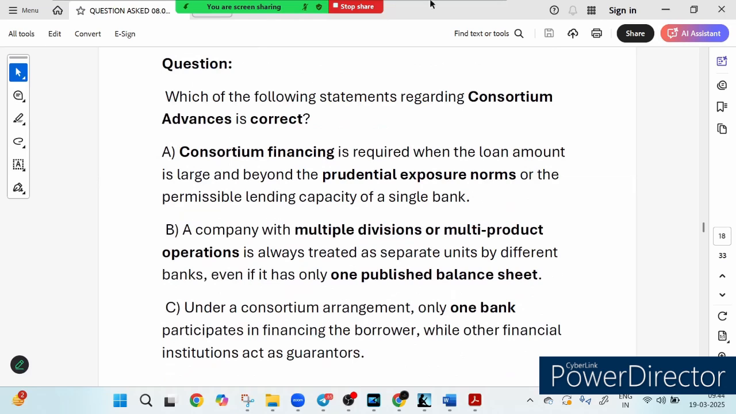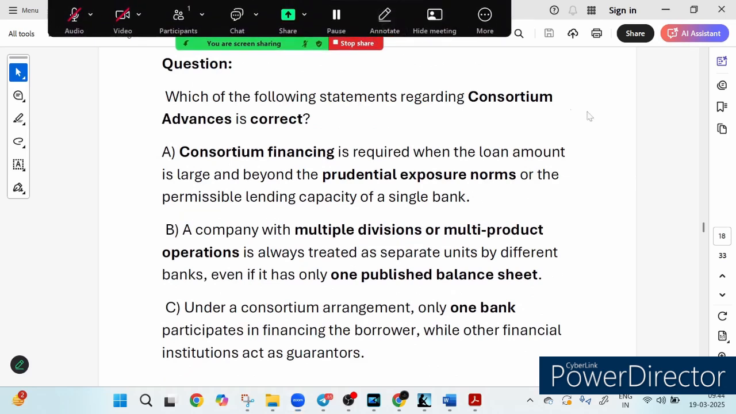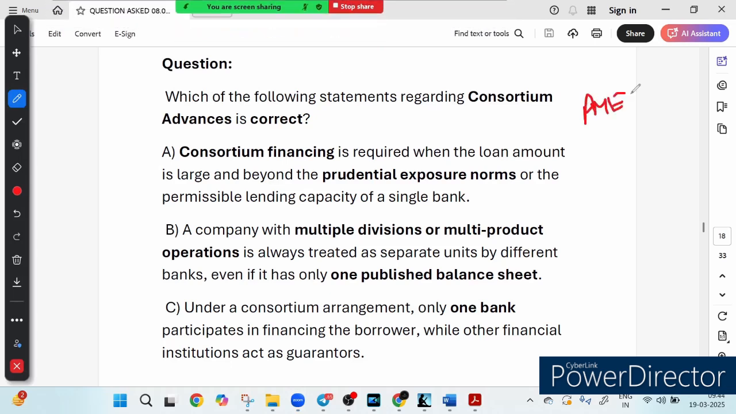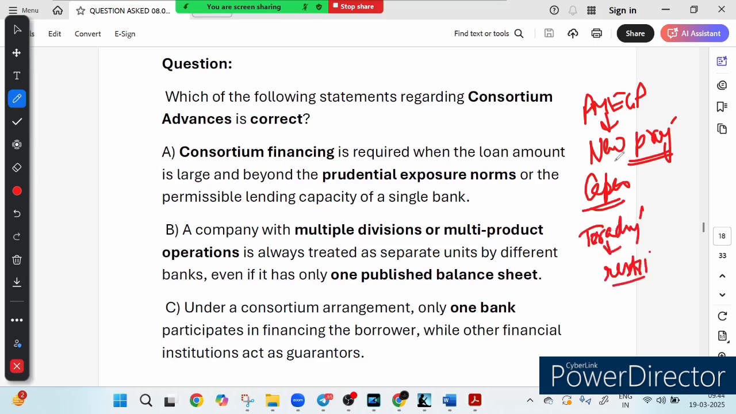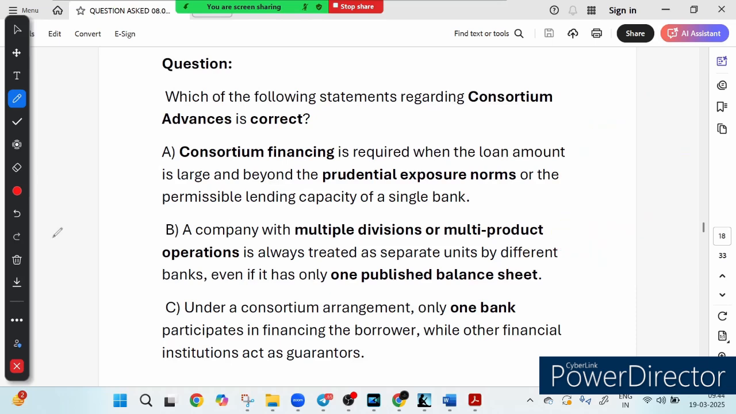So remember, the trick to remember is that this PMEGP, Pradhan Mantri Employment Generation Programme, is restricted to new projects only, right? It is restricted to new projects, and capital expenditure, capex, is mandatory, and trading is allowed in restricted regions. So it is for new projects, capex is mandatory, and trading is allowed in restricted regions. These three points you must remember, right?